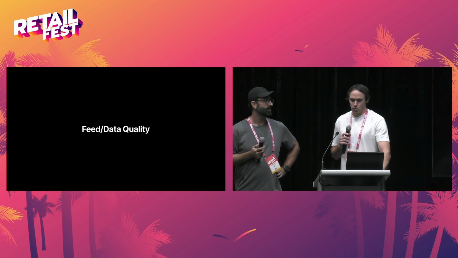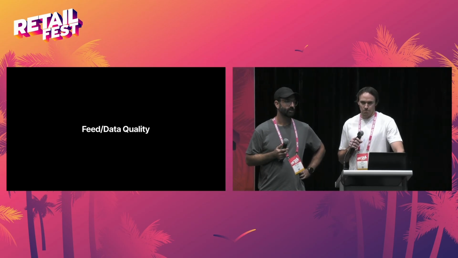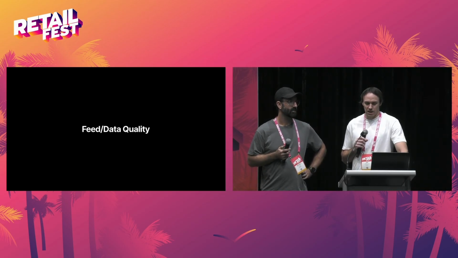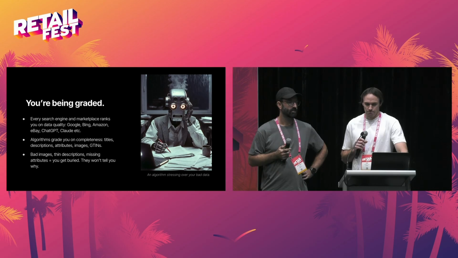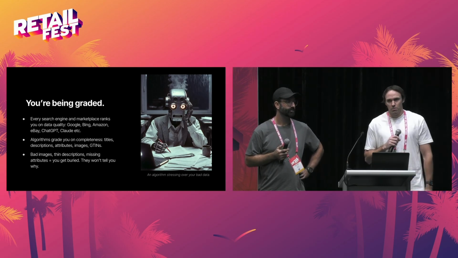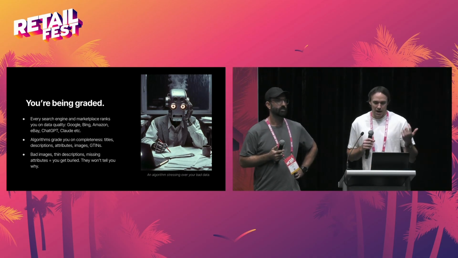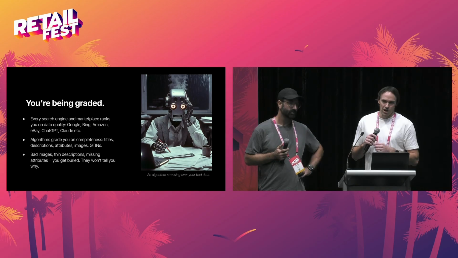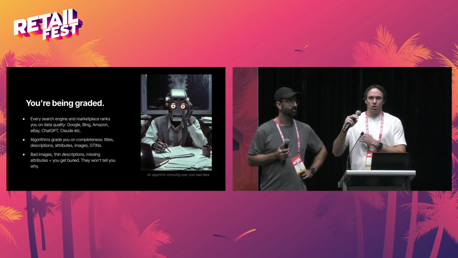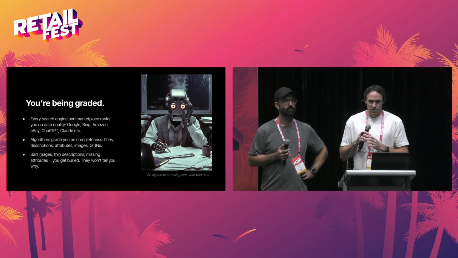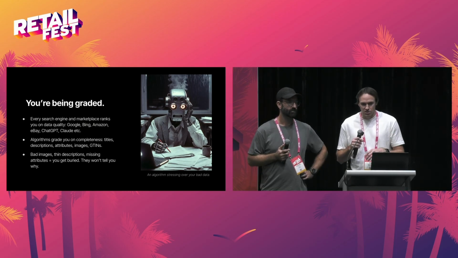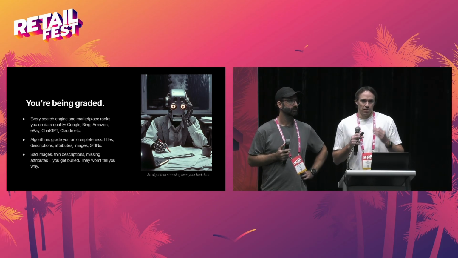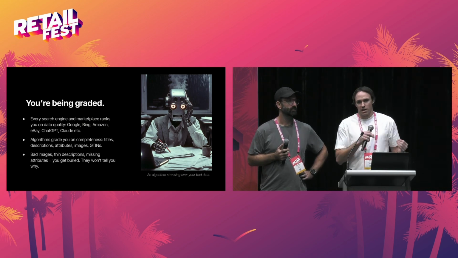So, feed and data quality. It's a bit of an unknown one, but we actually have an example of how Amazon graded people. Pretty much every search engine, Bing, Google, Amazon, and all the AIs, are going to have an algorithm giving your store in total a quality rating essentially. So say you have 1,000 pages on your website and 200 are really good, and then 800 are just not very good, they're going to bring down those other 200 as well.